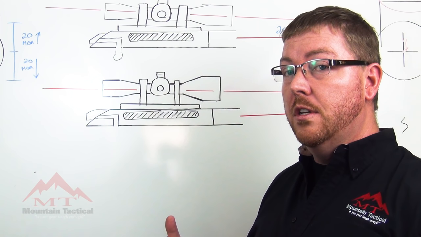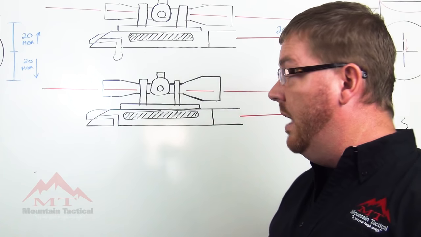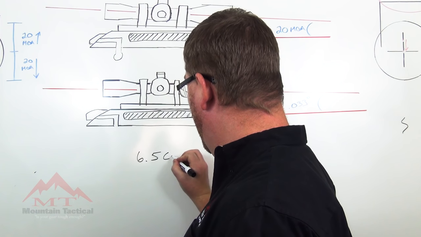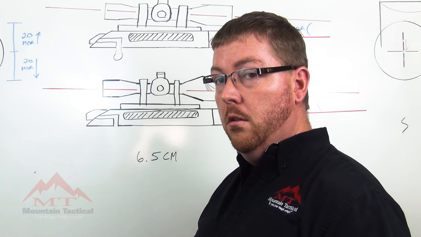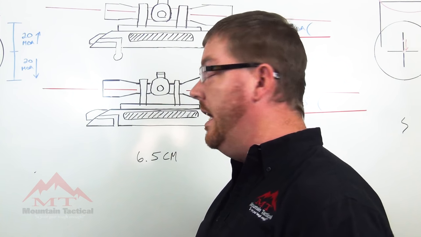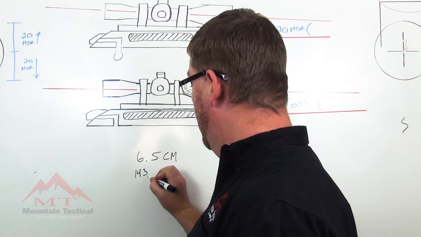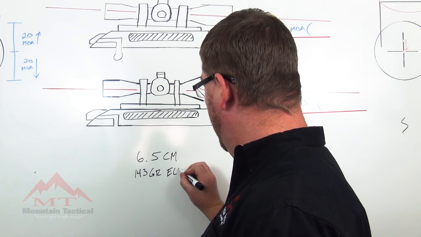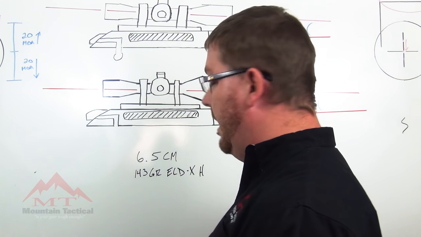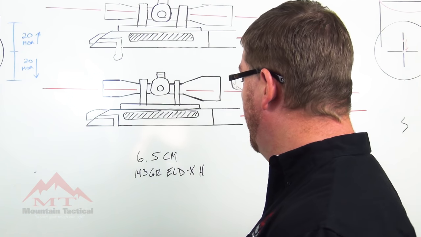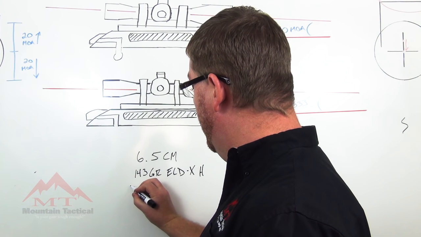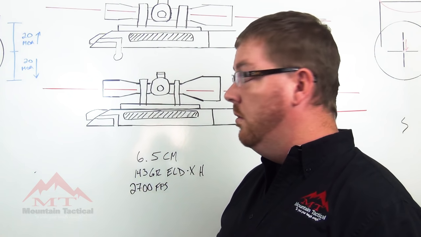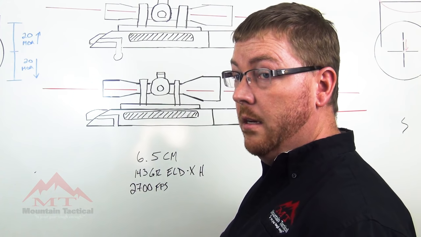Let's look at a modern centerfire cartridge and see how a 20 MOA rail will actually affect that. So let's take a look at the 6.5 Creedmoor. Now Hornady just launched their 143 grain ELDX ammo, which is pretty impressive. So it's the ELDX, and it's actually a long range hunting ammo. So they say on the box, it'll go 2700 feet per second.